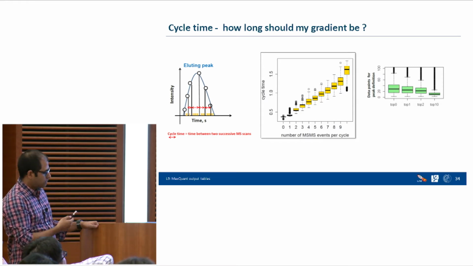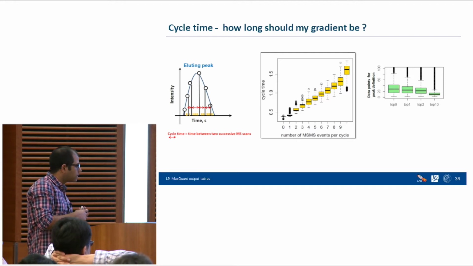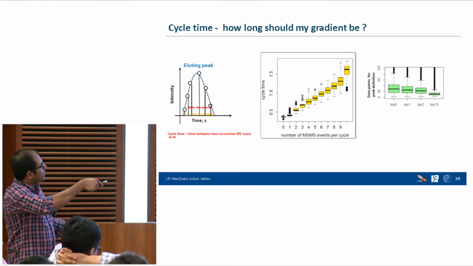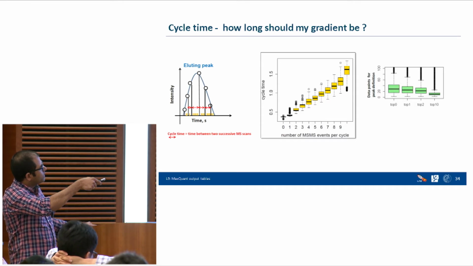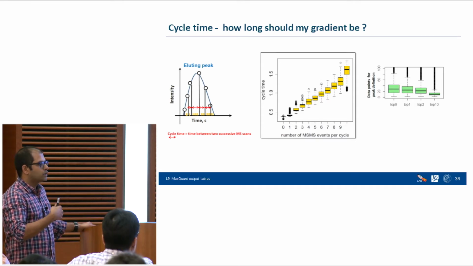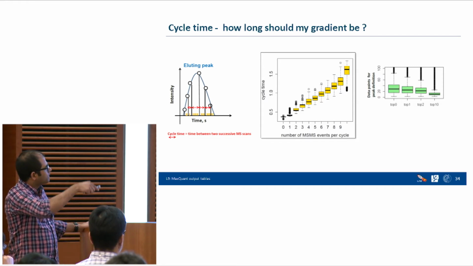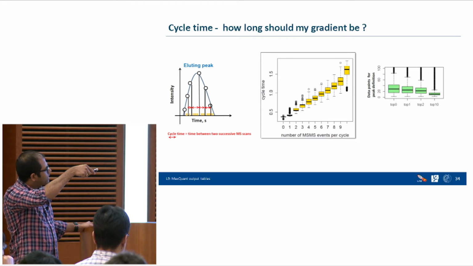If we are doing, okay, I don't have anything else. Okay. So if it is doing top 8, this is the cycle time. So this gives an idea of, if I do so many MSMS scans, what is the cycle time of the run. And why is that useful?